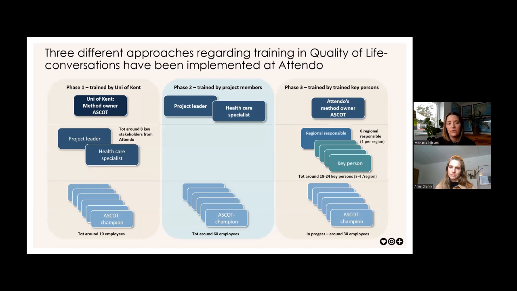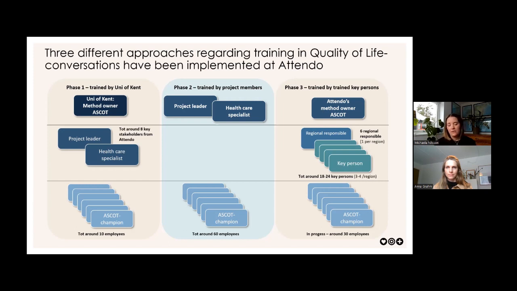And during these different phases, we've had different approaches to training. As Nick mentioned, we started with a training from University of Kent that was very much appreciated. It was kind of like a core team from Attendo that attended that education, with a number of key stakeholders. And that was, of course, in English, and we got all the material in English. And that's when it started to work at our side to make this in Swedish and make it suitable for Attendo.